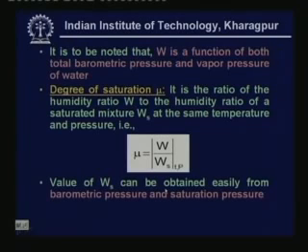Next property is called the degree of saturation. The symbol is mu. This is defined as the ratio of humidity ratio W to the humidity ratio of a saturated mixture Ws at the same temperature and pressure. So, mu is given by W by Ws, where Ws is the saturated humidity ratio at the same dry bulb temperature and the total pressure. And of course, the value of Ws can be obtained easily from barometric pressure and saturation pressure.